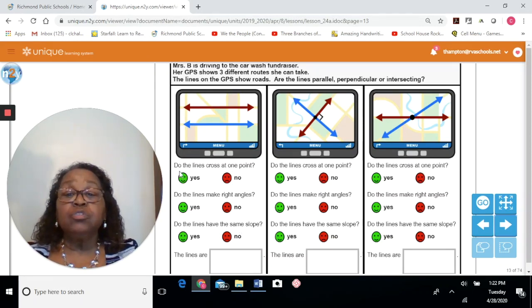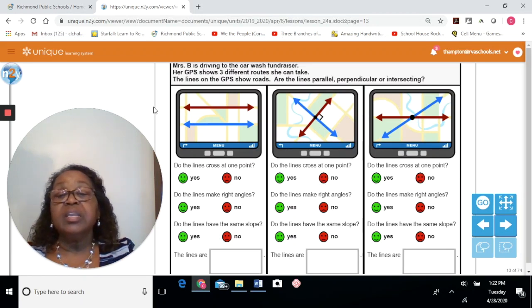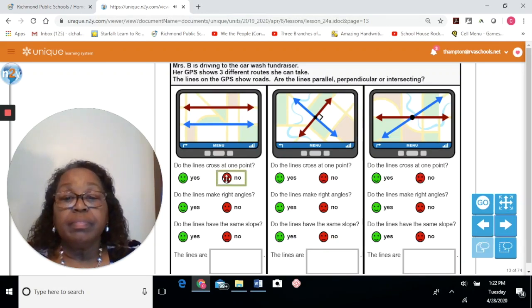It says, do the lines cross at one point? Do these lines cross at one point? These lines will go on forever in that direction and they will what? Never cross. So the answer is no. They do not cross at one point.